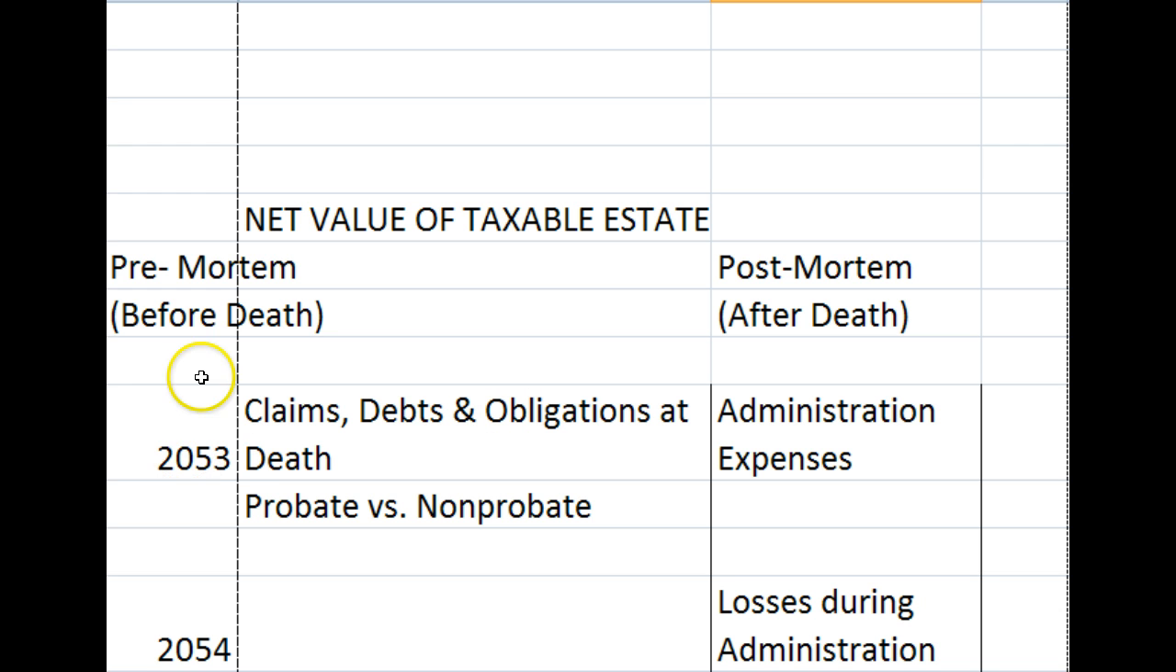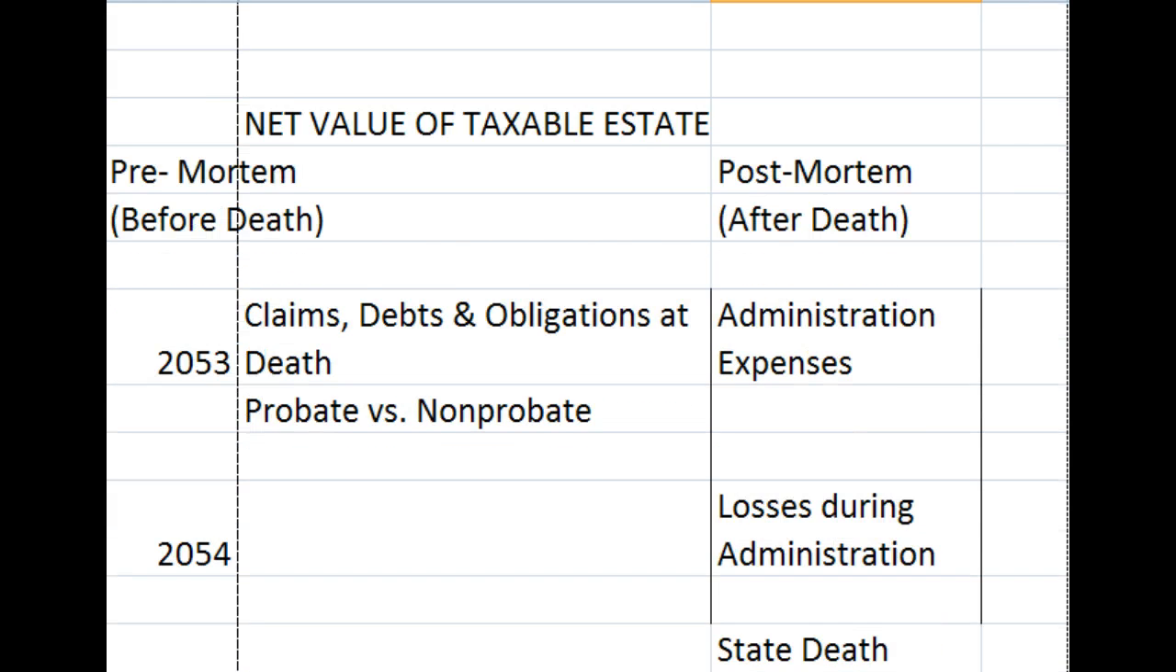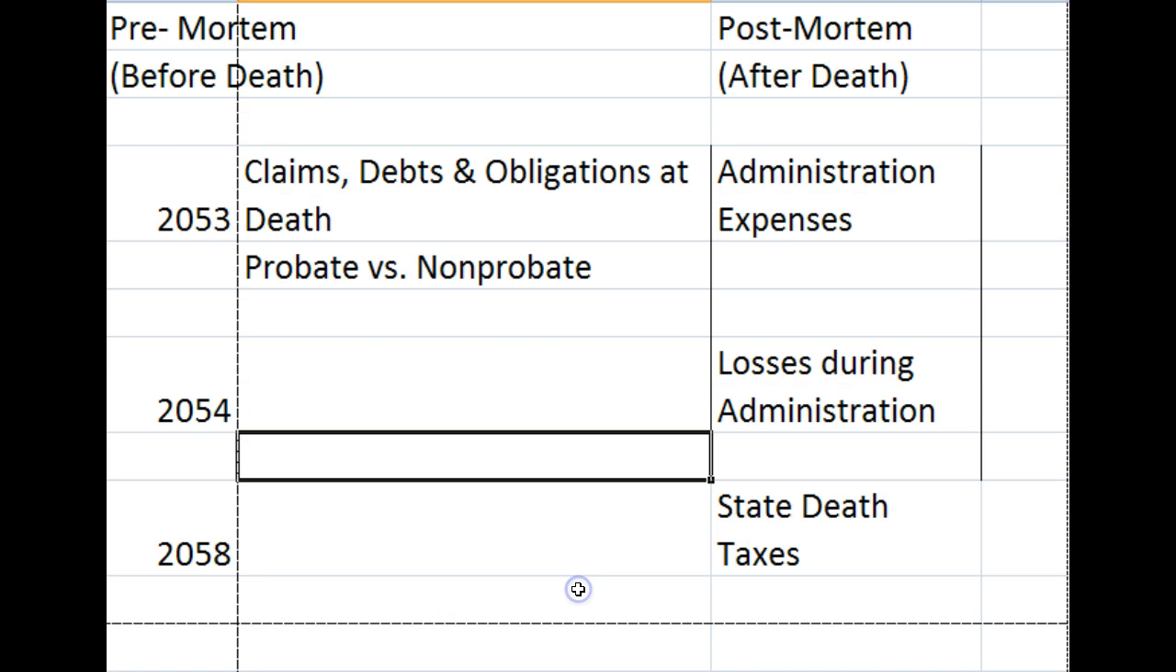Under Code Section 2053, the pre-mortem deductions consist of claims, debts, obligations, basically at death. It also covers, in the same code section, administration expenses. And under Code Section 2054, the post-mortem deductions consist of losses during the administration of the estate. Under Code Section 2058, we have the state death tax deduction relating to state death taxes that are paid.